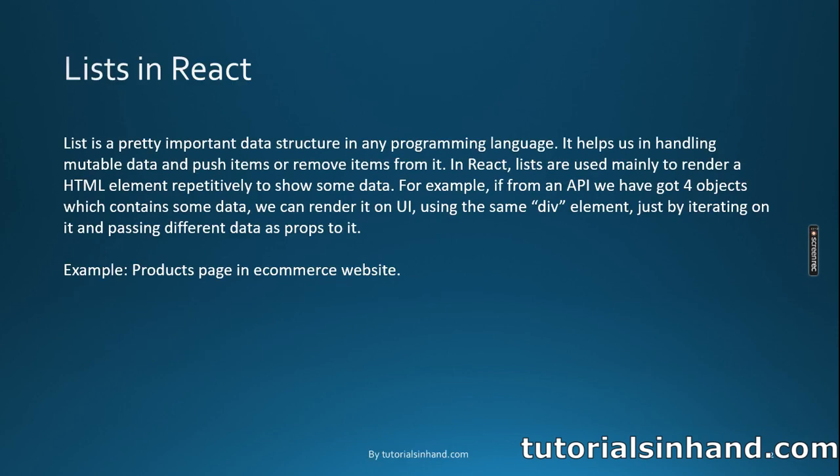First of all, we are going to discuss what is a list. A list is a pretty important data structure in any programming language. It helps us in handling mutable data and push items or remove items from it. In React, lists are used mainly to render an HTML element repetitively to show some data.